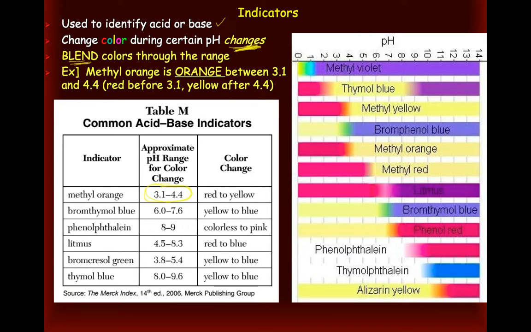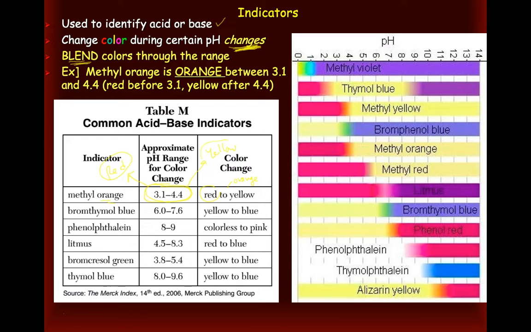Simply what that means is that before 3.1, you're going to take the first color. So from all the way up to 3.1, methyl orange is going to be red. During the change from 3.1 to 4.4, you're going to change from red to yellow, which is actually orange. Hence the word methyl orange. After 4.4, you're going to be yellow.